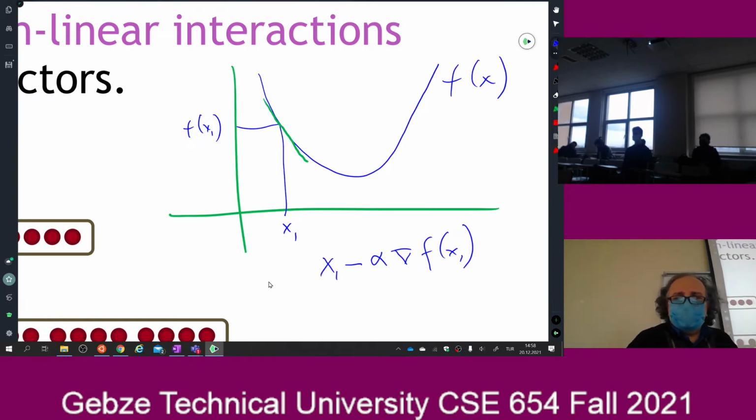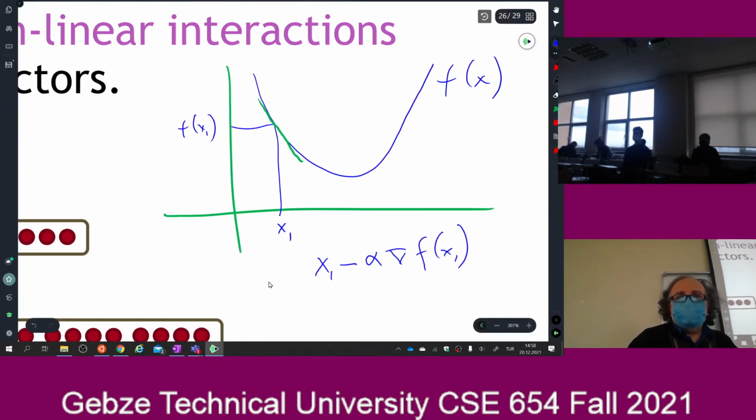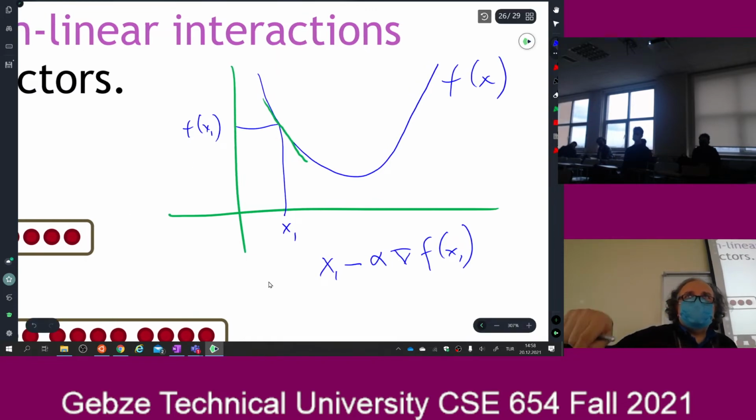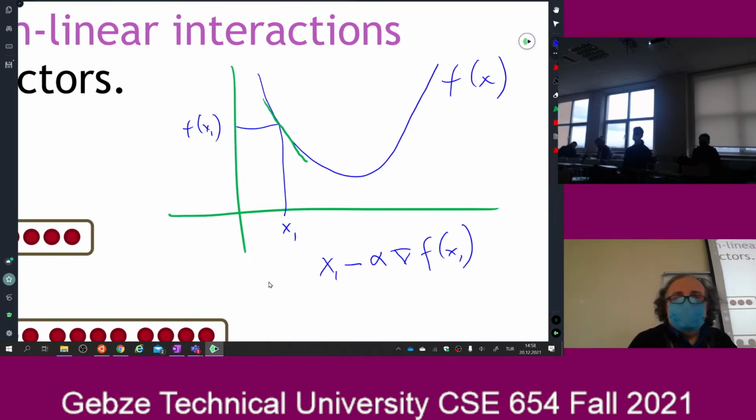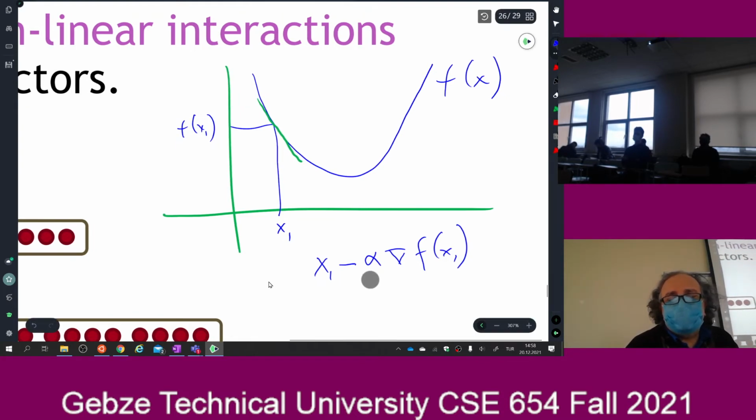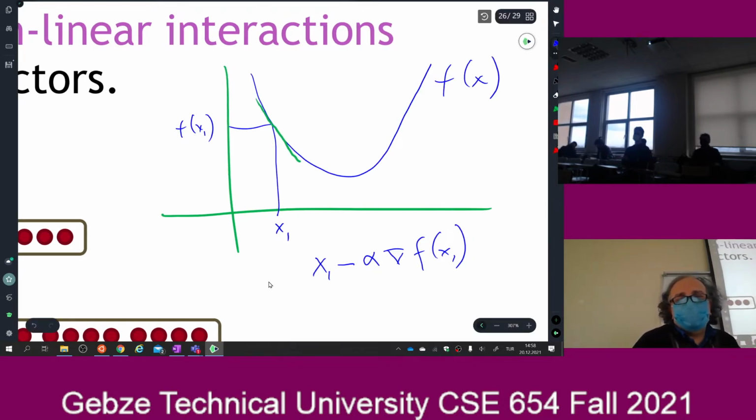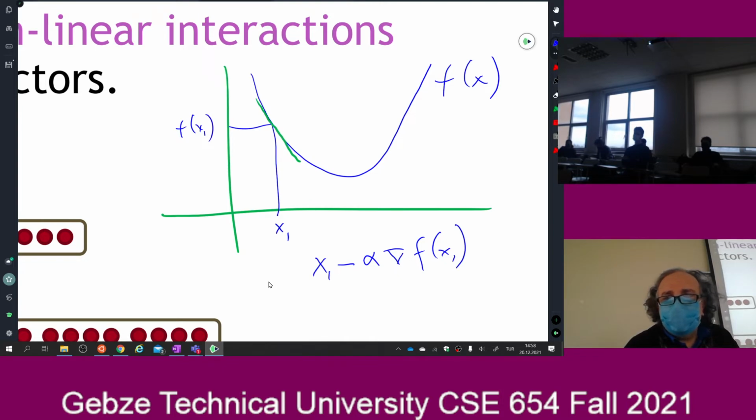Why is it minus? Because you want to go towards the negative side of the slope because you don't want to increase it. Otherwise, I would go upwards to the left. I don't want to do that. So what is this alpha? Alpha is my step. I'd like to go this much. If alpha is too much, I would move too much to the right. So I moved a little bit with this number. Now I have x2. x2 is here.